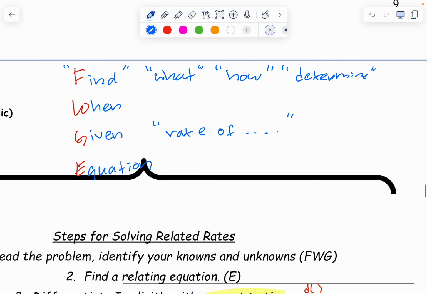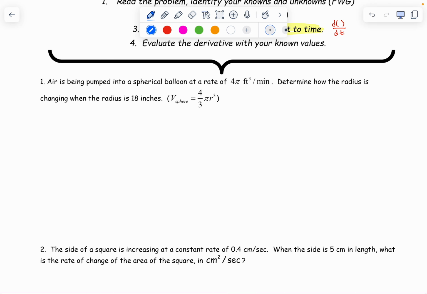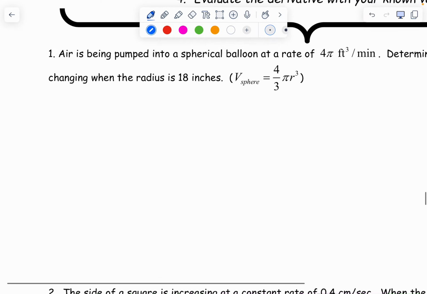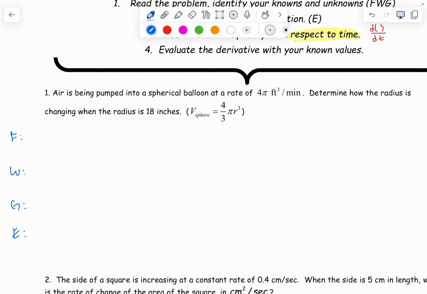All right, Evan, let's read the scenario on number 1, please. Air is being pumped into a spherical balloon at a rate of 4 pi feet cubed per minute. Determine how the radius is changing when the radius is 18 inches. So let's all write FWGE. Unless we have all of this filled out, we cannot apply this. So here we go. It says to find, so let's see. It says find or when. So it's to determine how the radius is changing. So the radius is changing here. That's going to be our find piece.